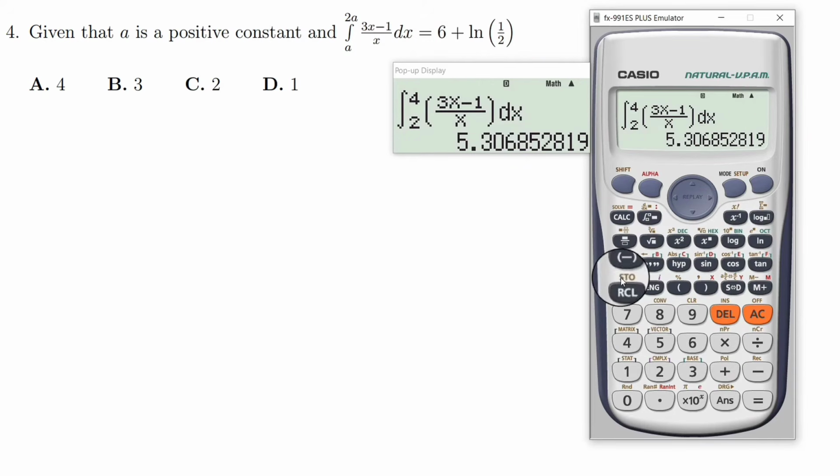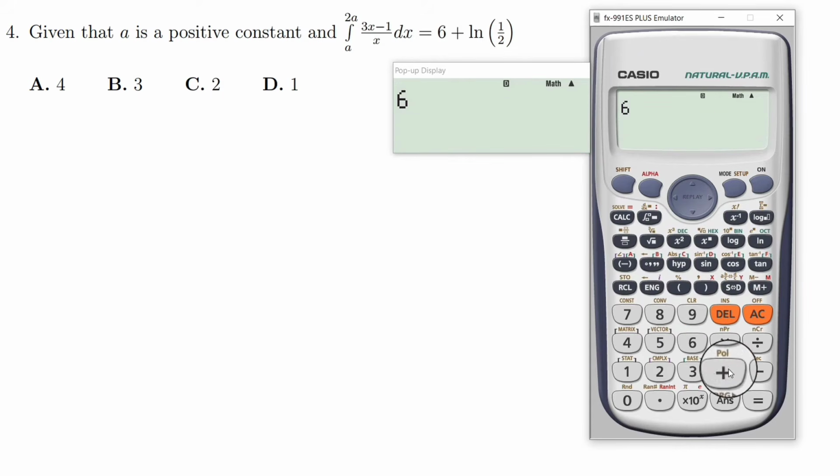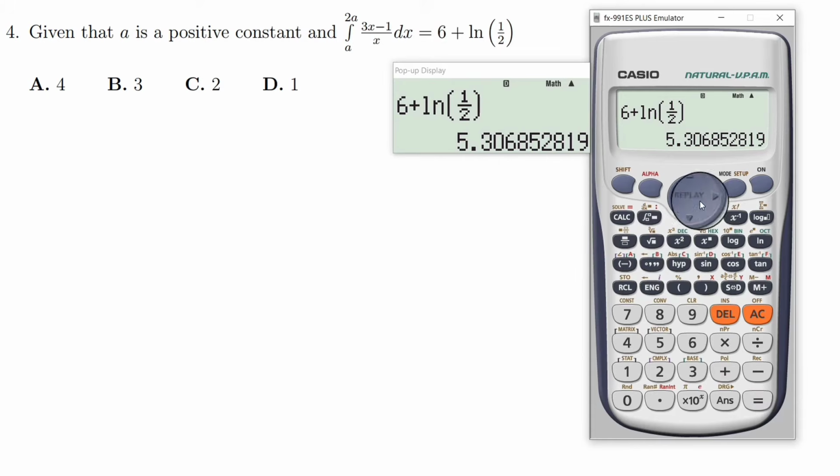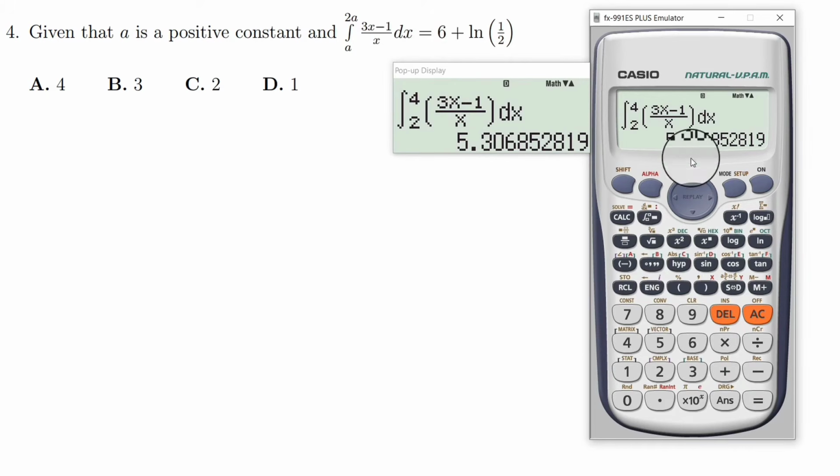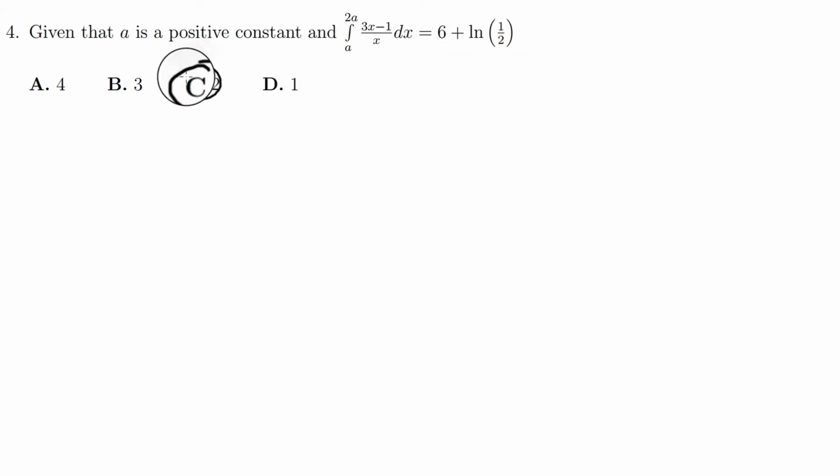That means option C should be the correct answer, because by the time you find the numeric value of this, that's 1 over 2. We have this to be 5.30, which corresponds to this. So that means C is your correct answer. So let's move on to the next question.